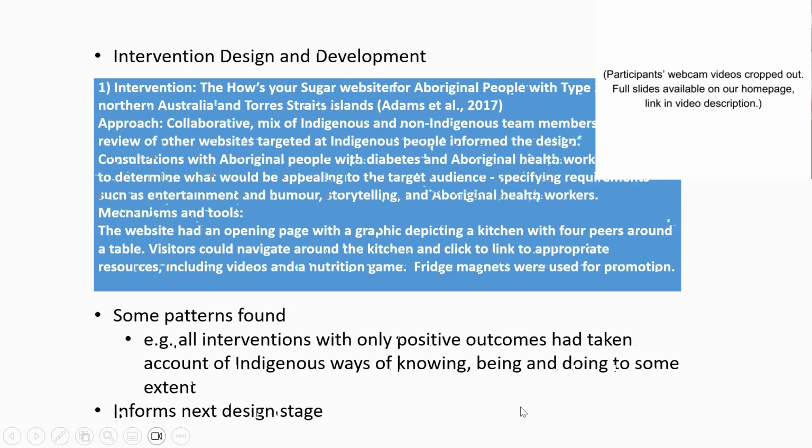It was quite funny reading some of them. I mean, these people here about the website, they were quite scathing about what had been done before. They said, oh, it's just like they took a website for other Australians and just stuck some Indigenous art on it. Whereas when they designed it as if it was a family yarning around a kitchen table, it was quite different and much more suitable for their culture.